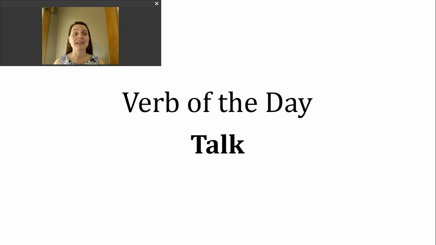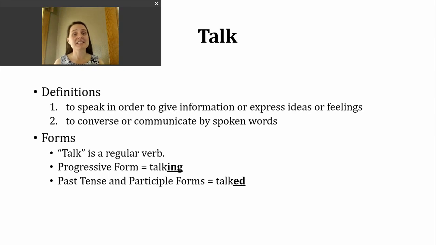Today's verb is talk. Let's look at a few definitions. The first way this verb talk is used is to mean to speak in order to give information or express ideas or feelings. Another way this verb is used is to mean to converse or communicate by spoken words.